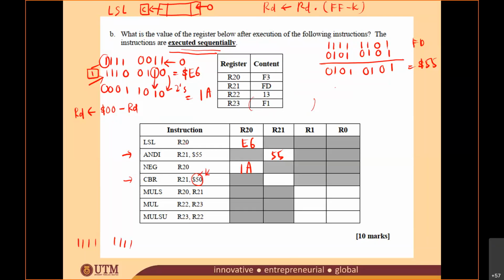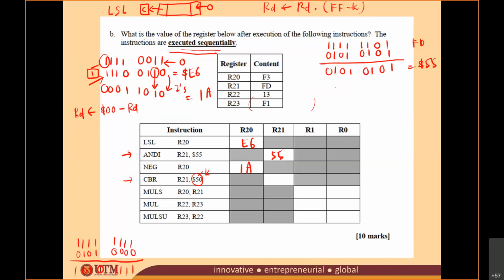Okay, so what is 50? 0101 0000. Okay, then I get 1111 0101.